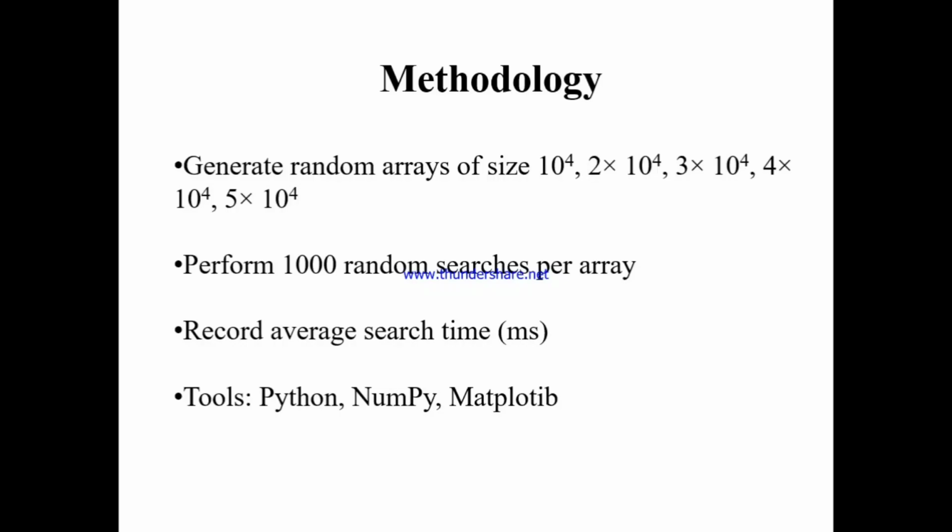Methodology, linear search. Here's how we conducted the experiment. We generated random arrays of increasing sizes, 10,000, 20,000, up to 50,000 elements. For each size, we performed 1,000 random searches, ensuring fairness by averaging the times. The tools we used included Python for coding, NumPy for array handling, and Matplotlib for plotting our results. This systematic approach allowed us to measure performance trends accurately.